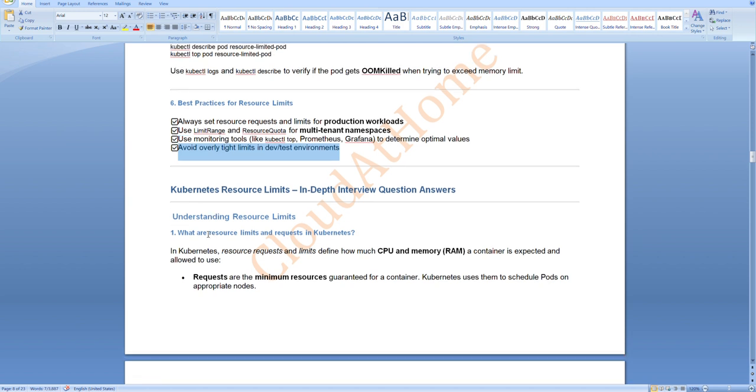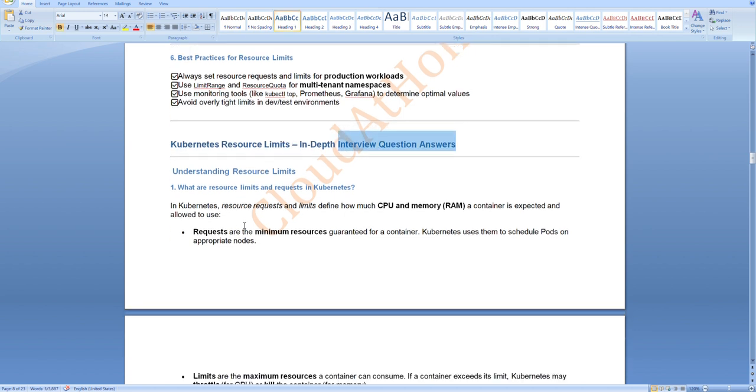Now we are in the middle of this, and we have to understand the interview Q&As. Let's go through each one. What are resource limits? It can be asked in your interview as well: what are resource requests and limits in Kubernetes? We have already discussed. In Kubernetes, resource requests and limits define how much CPU and memory a container can expect to use, or is allowed to use.